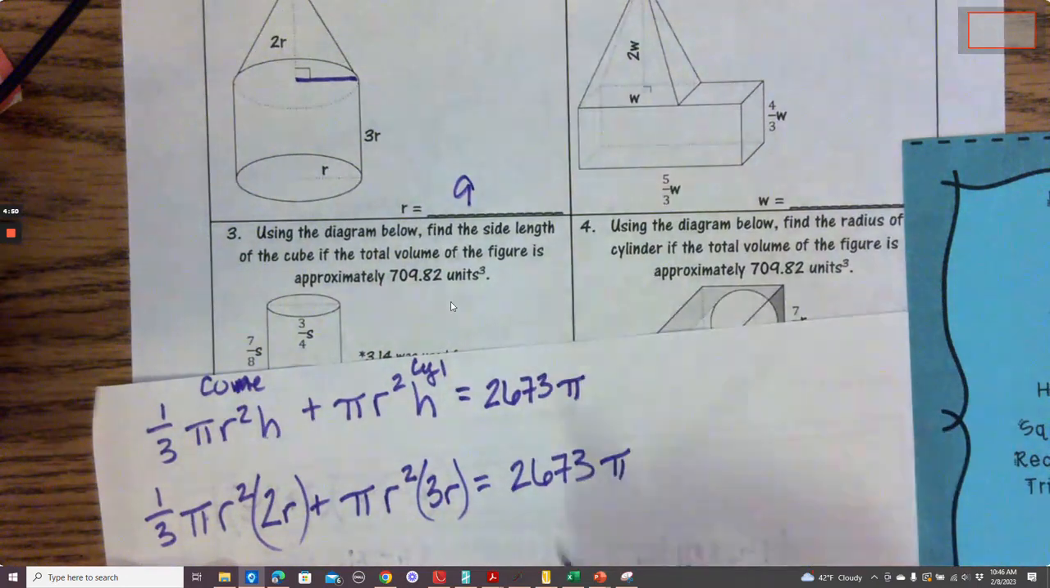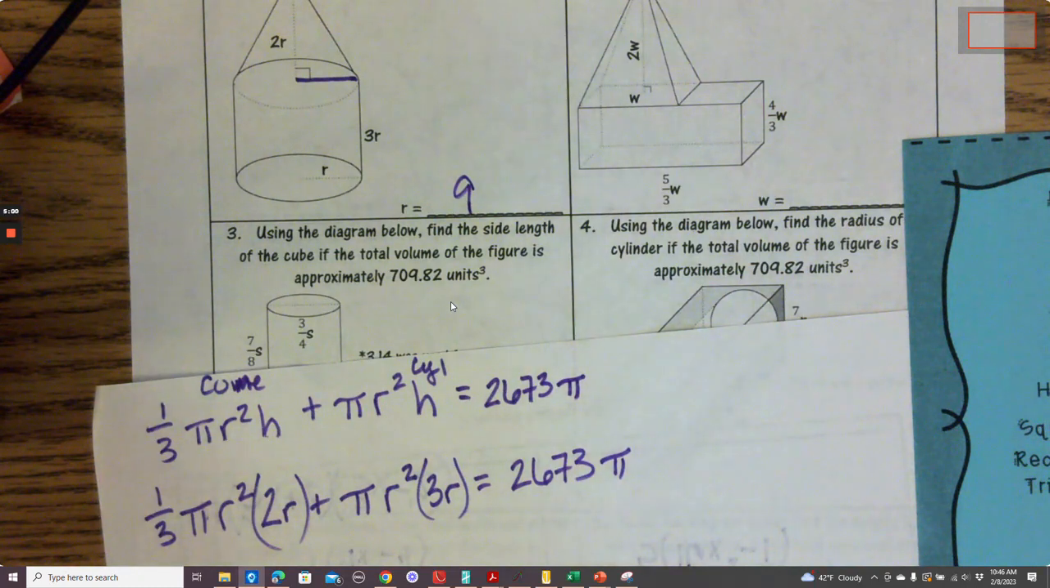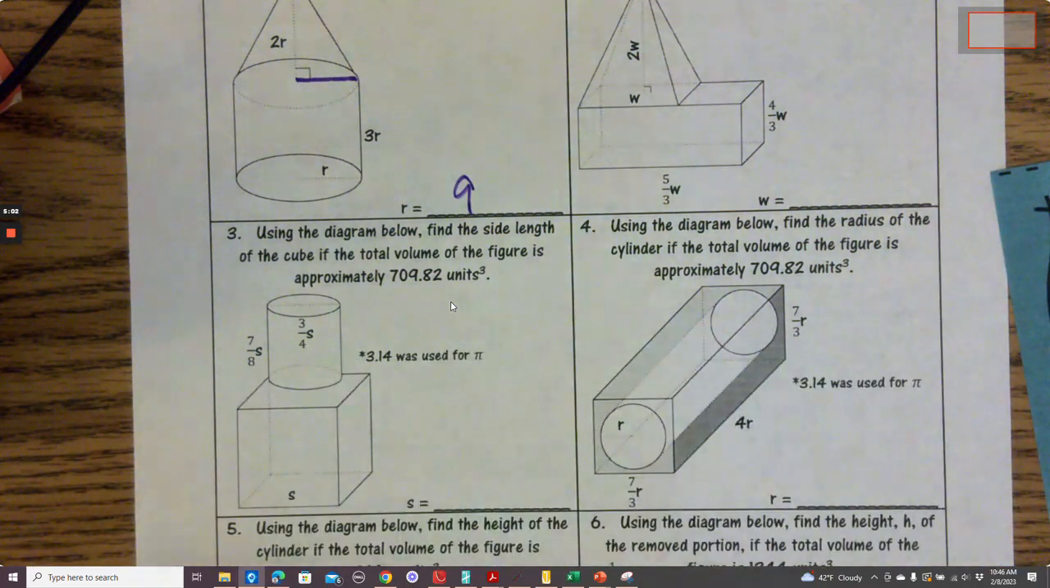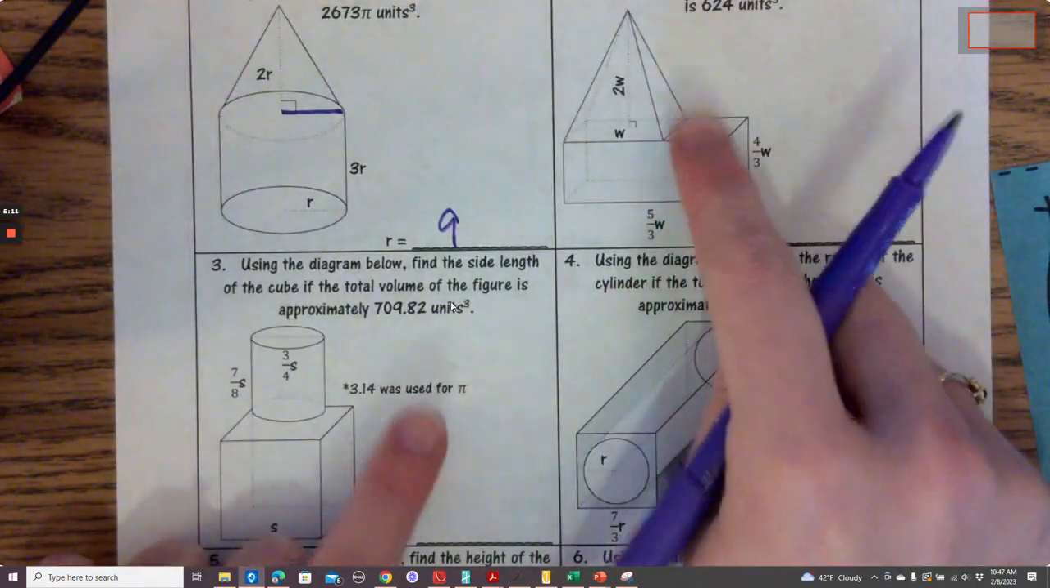And you're done. The hardest part of this is just getting the right pieces into the formula. Okay? The calculator does all the math for you. Okay, so number 3. Let me ask you this. Both of these are addition.